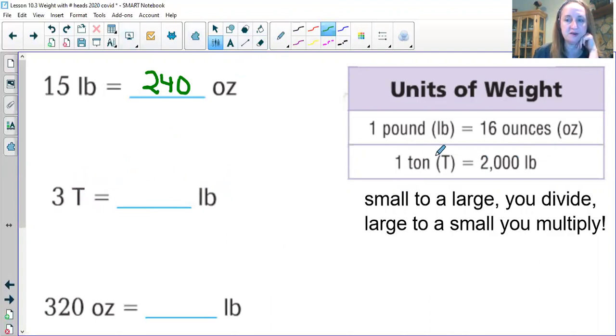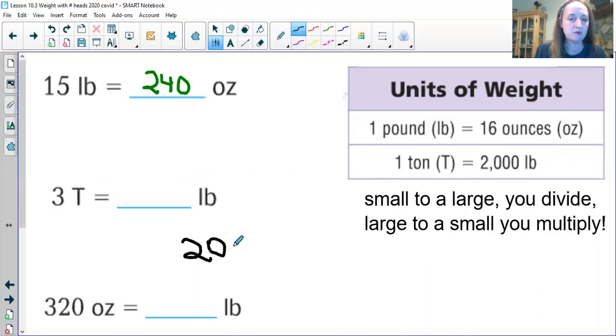See, it proves it over here. All right, large to a small. So you take your arms and go large to a small. You need to multiply. And if I look up here, I see 2,000 is a value of pounds for 1 ton. So our expression should be 2,000 times what?